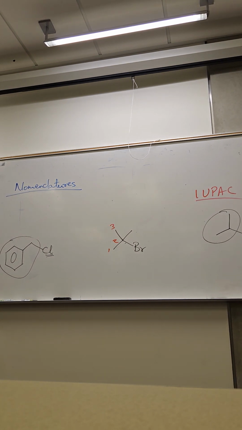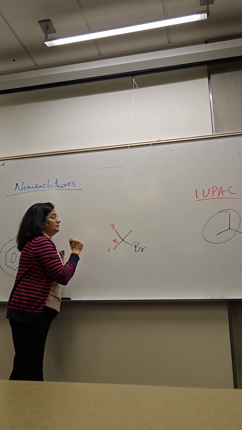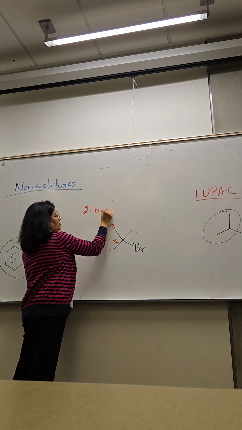I think what's happening right now is we've forgotten. Some are forgetting. I'm trying to separate them. That's the thing I'm doing, which is wrong. Right? So what should it be called? What should this guy be called? 2-bromo-2-methylpropane.